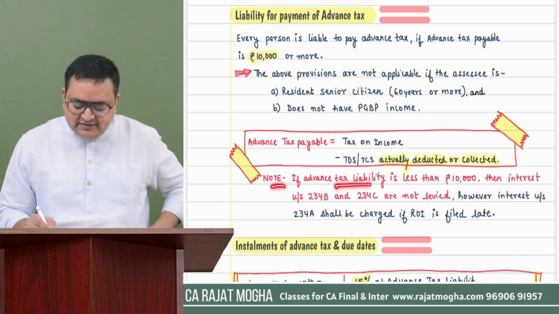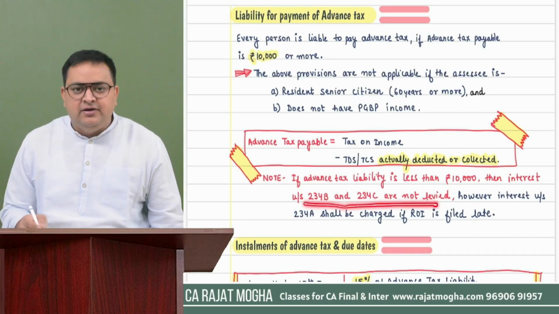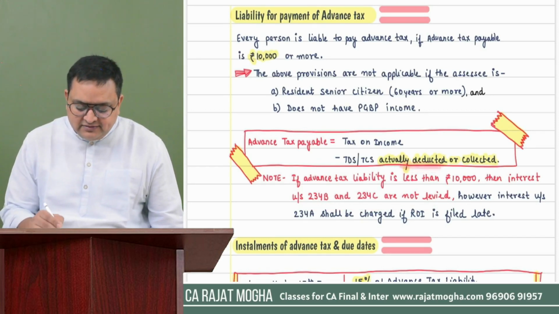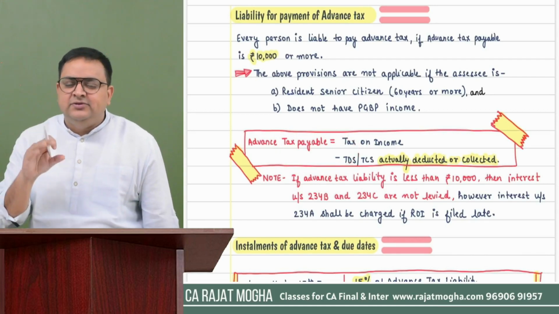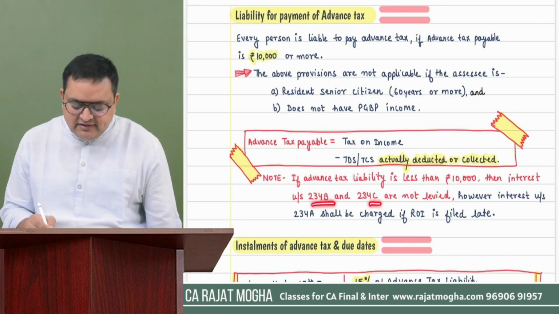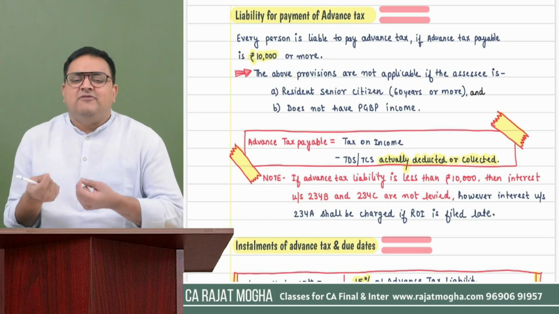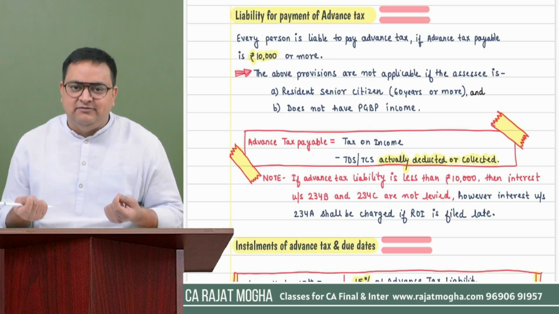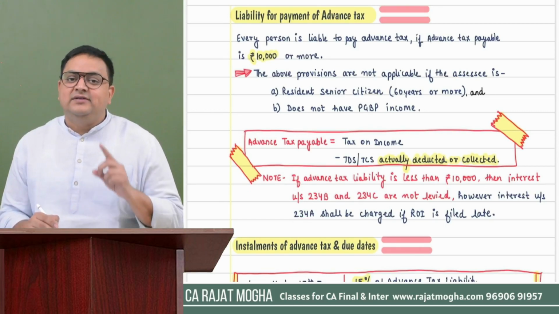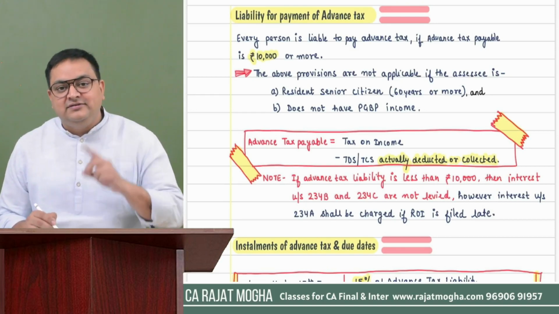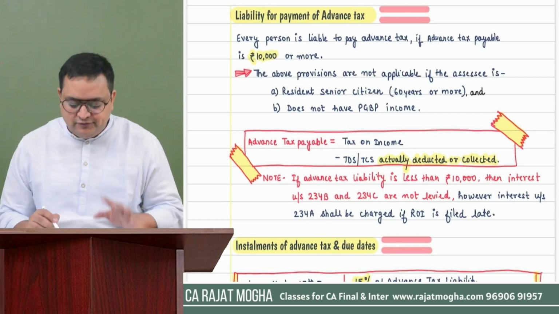So note, if the advance tax liability is less than 10,000 rupees, then interest under section 234B or C is not levied. Obviously, for any person for whom the tax liability is less than 10,000, 234B and C will not be attracted. Why? Because 234B and C are only related to advance tax. If someone is not liable to pay advance tax, why would these sections be attracted? But 234A is something else. It gets attracted if you are filing your ROI late. I'll be discussing all these three sections with you.